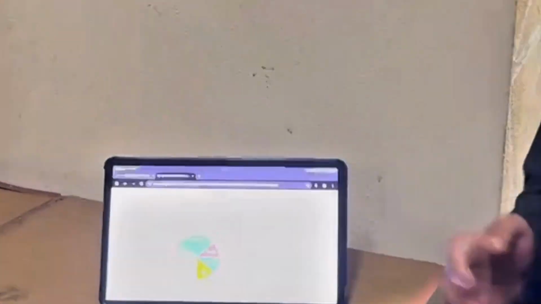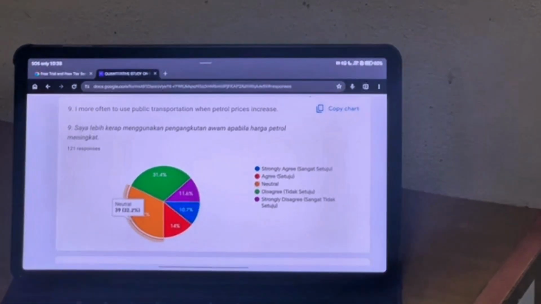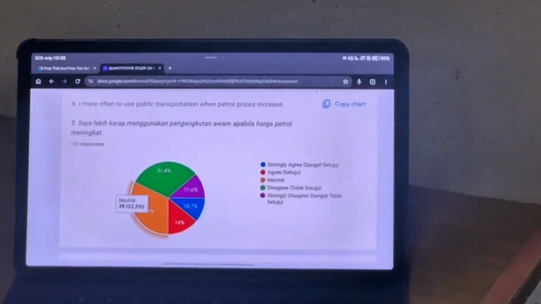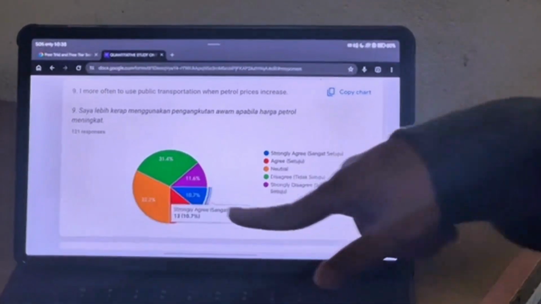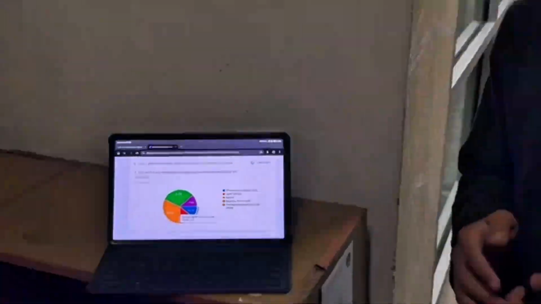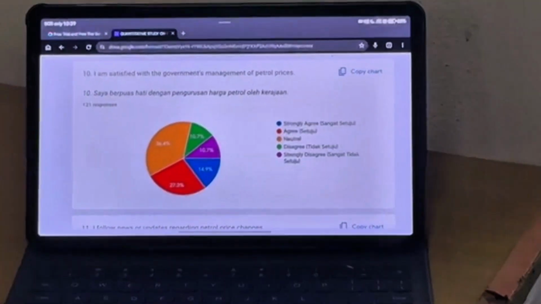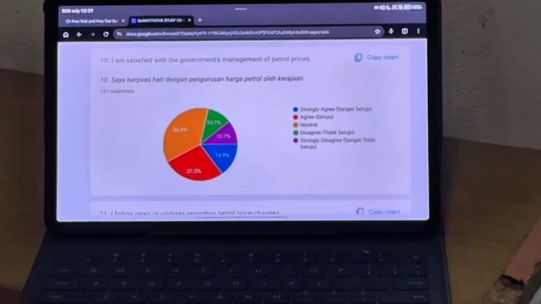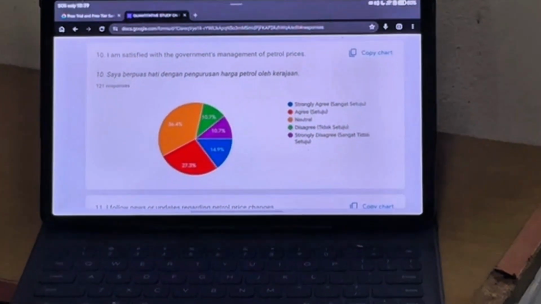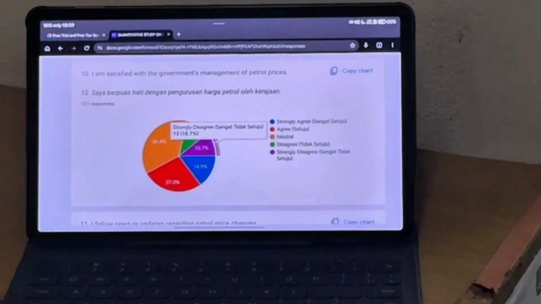The next question stated, I more often use public transportation when petrol prices increase. From the data that we collected, the highest response is neutral, which is 32.2%, and the lowest is strongly agree, at 10.7%. Okay, next question. The question stated, I am satisfied with the government's management of petrol prices. The highest response is neutral, at 36.4%, and the lowest is strongly disagree, at 10.7%.